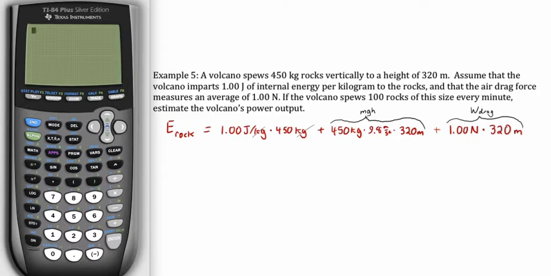Now it's not negative because this is all the energy that's imparted to the rock. We know that they make it to 320 meters, so there had to be energy being dissipated to drag that entire time. So this represents the initial energy imparted to each rock by the volcano.